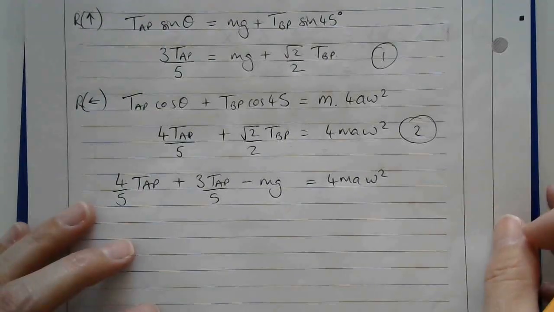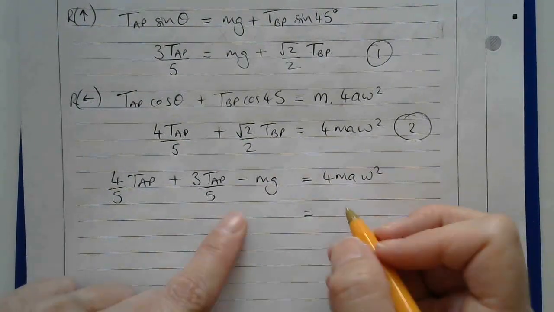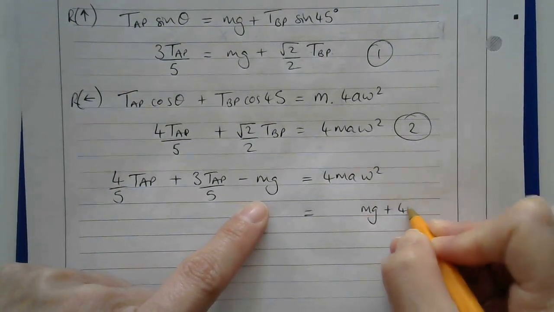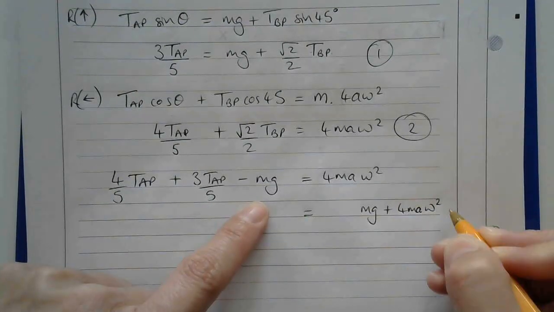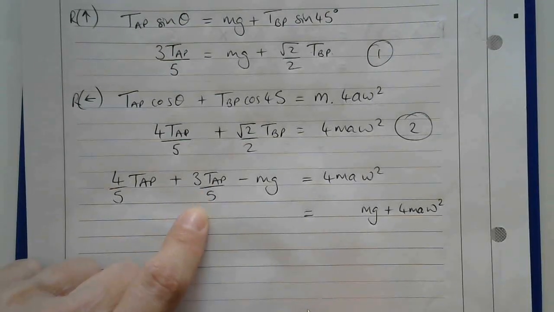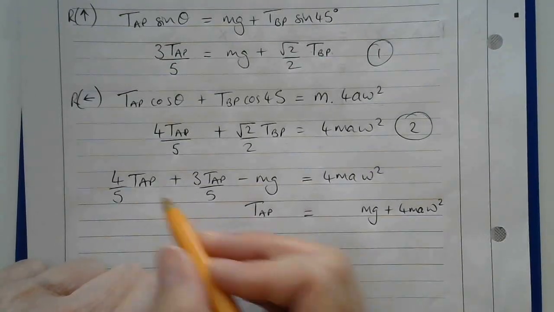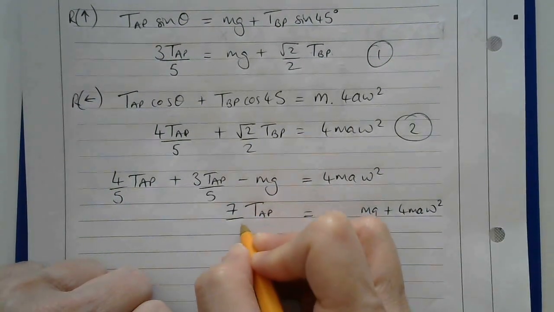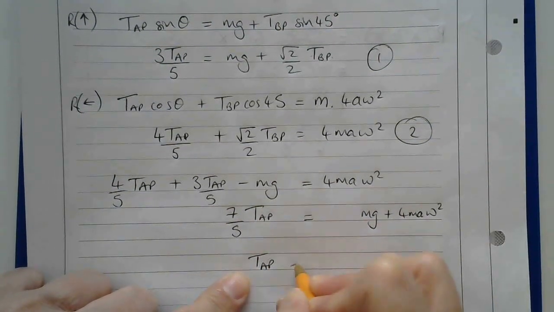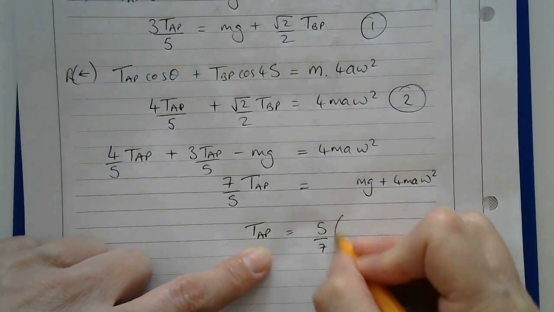So if I move the mg onto the right hand side, so add mg to both sides, then I get mg plus 4ma omega squared. If I do 4/5 of TAP plus 3/5 of TAP, then I get TAP multiplied by 7/5. And so therefore the tension that I'm looking for is 5/7 of this.